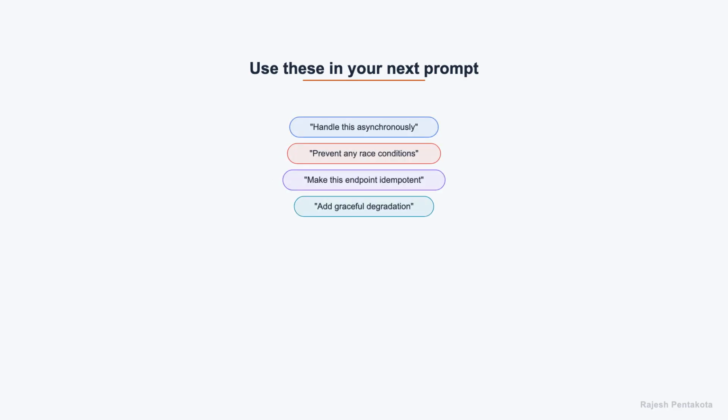Next time you're in Claude Code, try using one of these terms in your prompt. Tell it to handle something asynchronously, or make an endpoint idempotent, or add graceful degradation. You'll notice the output gets significantly better when you speak the same language as the system.